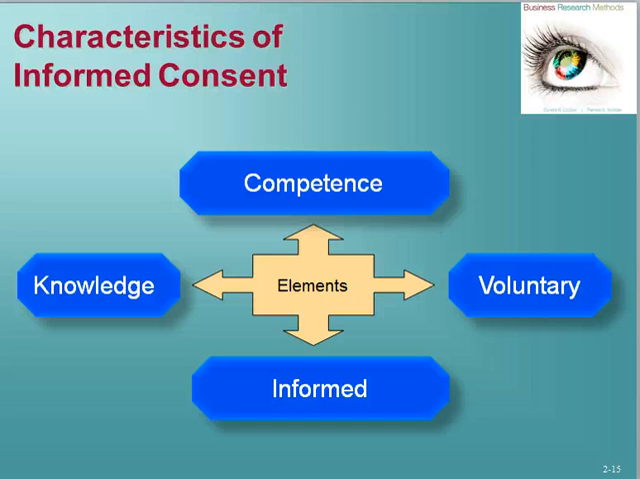Complete informed consent has 4 characteristics, and these are named in the slide. Number 1, the participant must be competent to give consent. Number 2, consent must be voluntary and free from coercion. Number 3, participants must be adequately informed to make the decision. And number 4, the participants should know the possible risks or outcomes associated with the research.